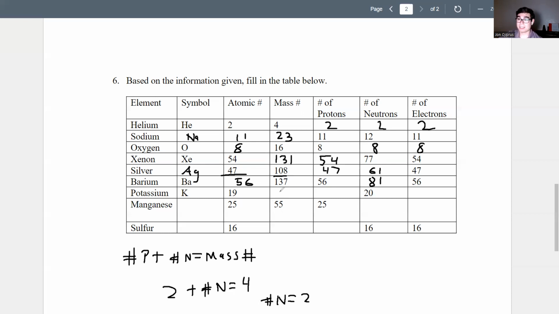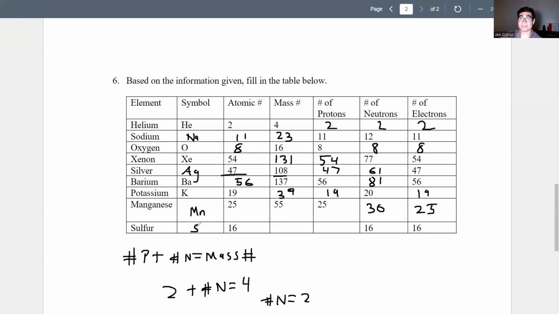Next, we have potassium. Potassium is K, atomic number 19. Mass number of potassium, let's figure it out. The proton number is 19. We have 20 neutrons, and we just add them up, so this is 39. We have 19 electrons to be equivalent to the number of protons. Manganese, symbol is Mn. The number of neutrons is the mass minus the number of protons, 55 minus 25 is 30. And the number of electrons is 25, again equivalent to the number of protons.